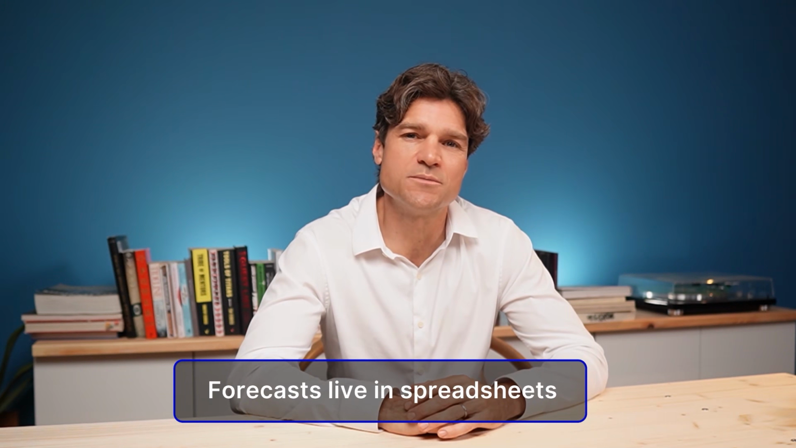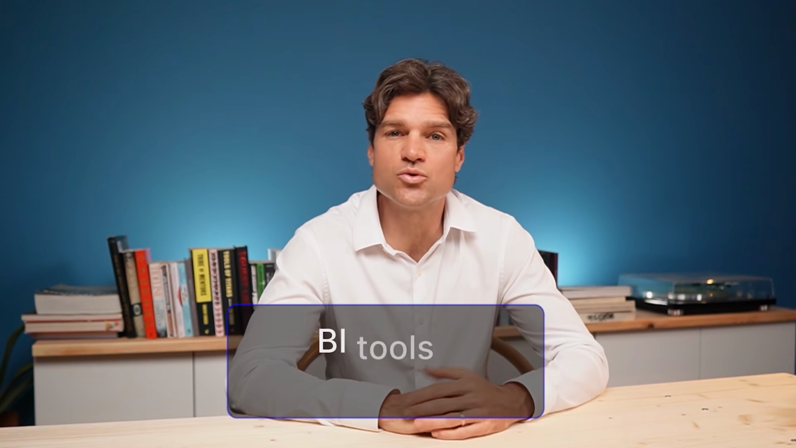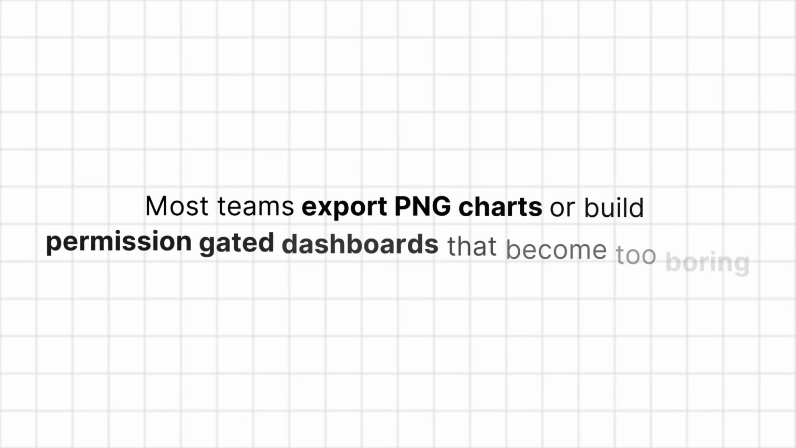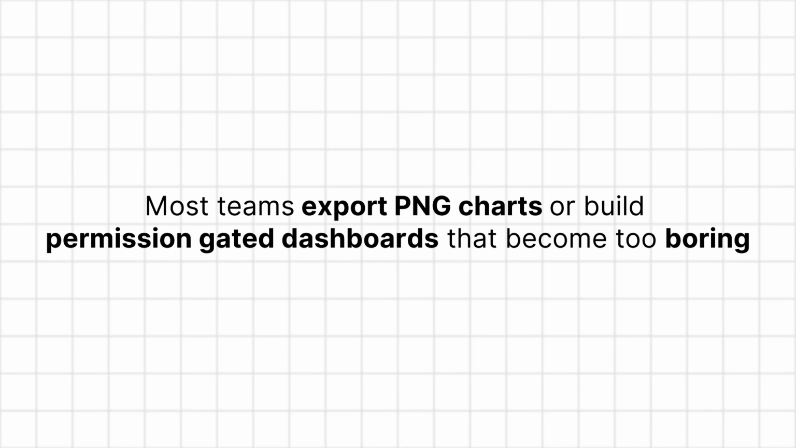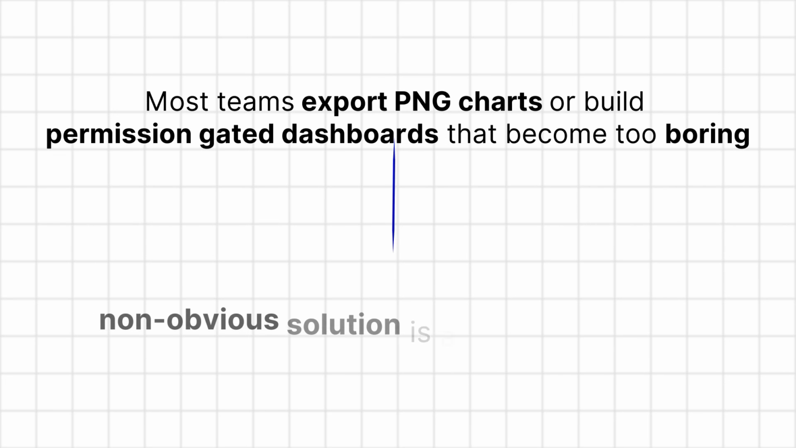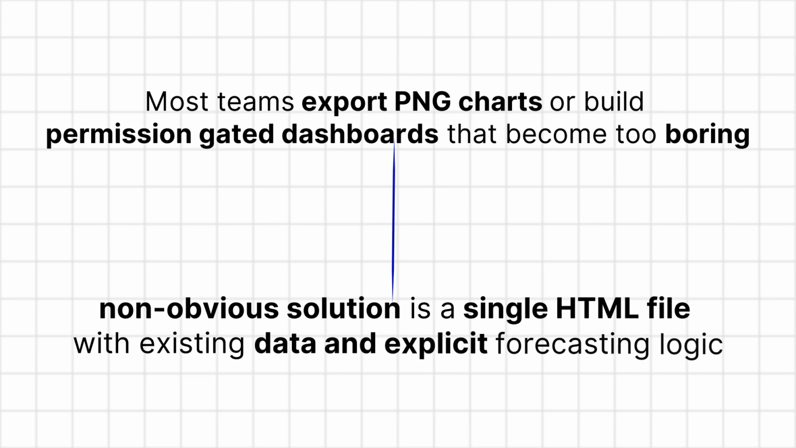In real finance work, forecasts live in spreadsheets, but sharing interactive views typically requires BI tools or developer stacks. Most teams export PNG charts or they build permission-gated dashboards that become a bit too boring. So the non-obvious solution is a single HTML file with existing data and explicit forecasting logic, but only if parity with the spreadsheet is verified.